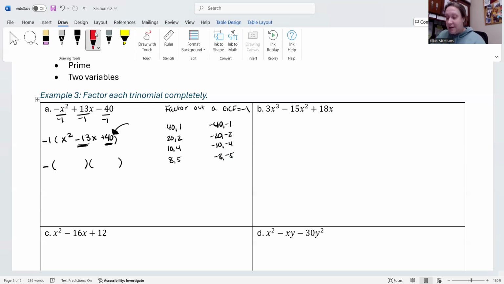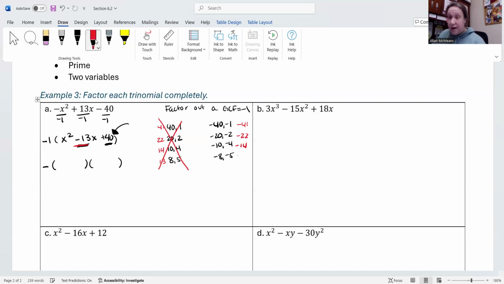Now, when we add these, 40 and 1 is 41, 20 and 2 is 22, 10 and 4 is 14, 8 and 5 is 13. So again, we have these 2 positive factors. When we add them, we're always going to get a positive sum. So you can just completely ignore those positive factors because we know that we need negative factors in order to get this negative sum of 13. Now on the other side, we have -40 and -1, -20 and -2, -10 and -4, and that's -14 actually.